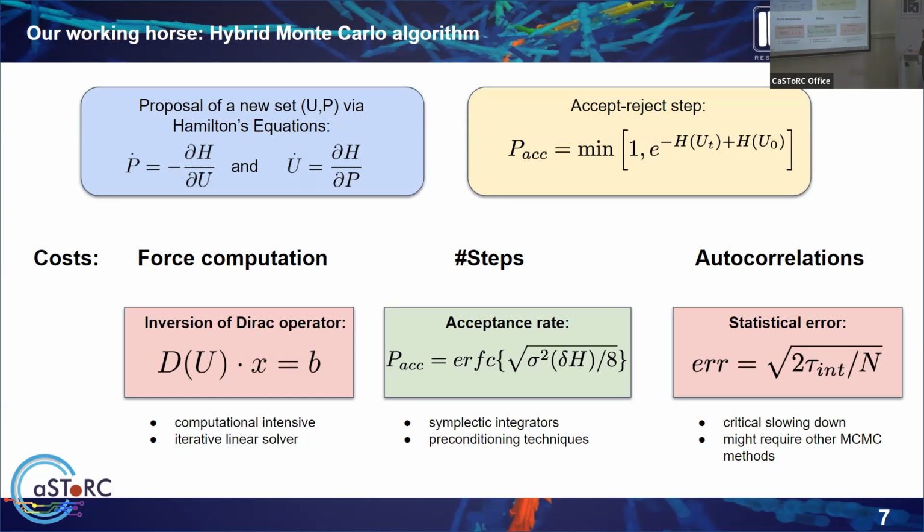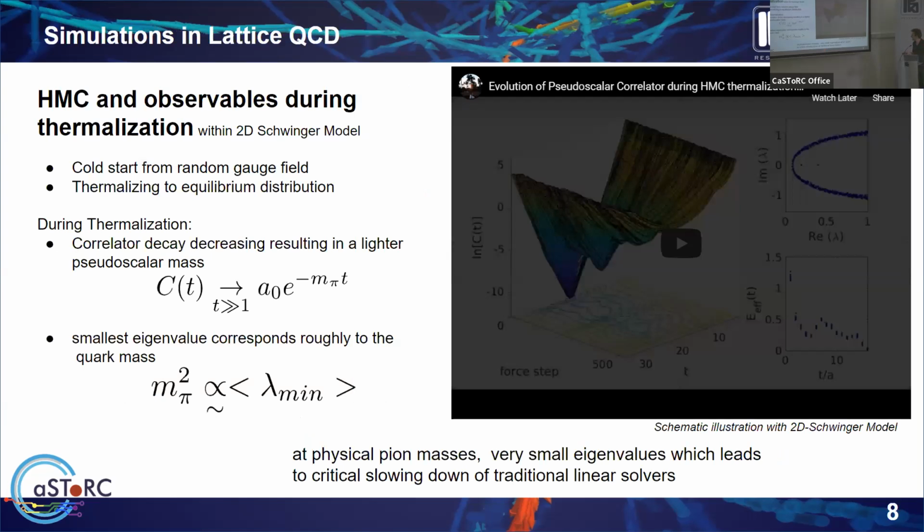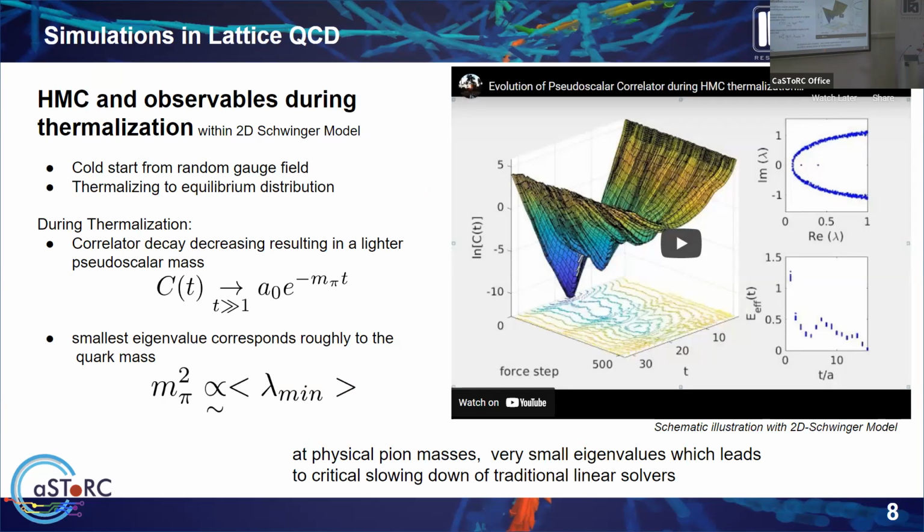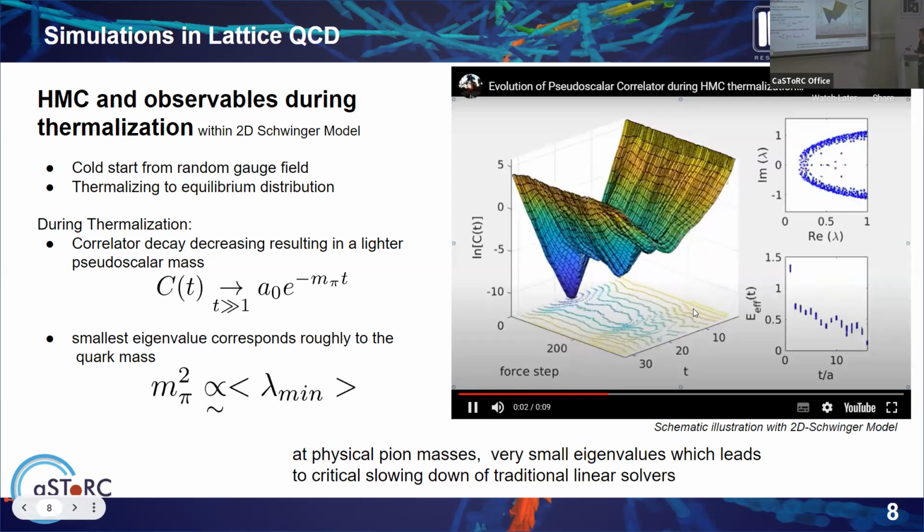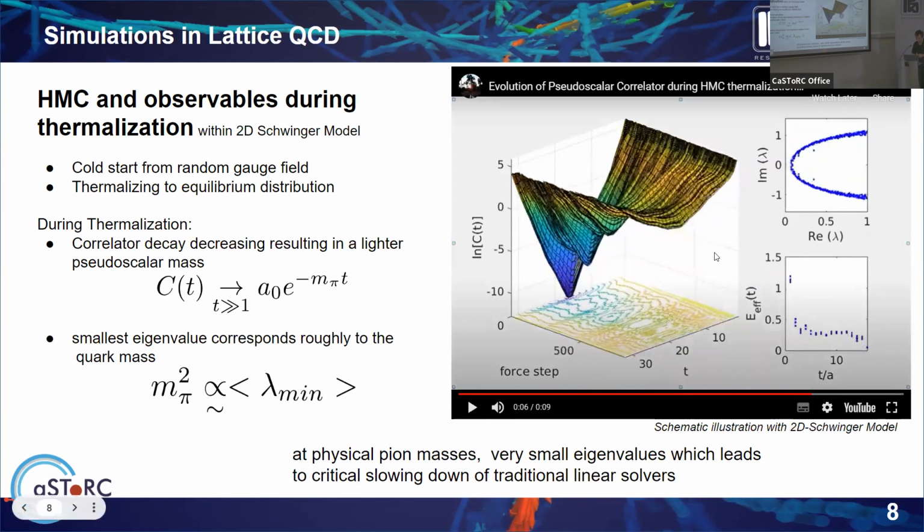First of all, we took a look at the inversion of the Dirac operator. I have here a small video of the thermalization phase of the Schwinger model with HMC. You start from a random field configuration, and then you thermalize. From the slope of this correlator, which I measure here, one can calculate the pion mass. Here is the spectrum of the Dirac operator, and in the thermalization phase the spectrum moves closer and closer to 0, which means that the condition number of the Dirac matrix gets larger, so our linear solver becomes more expensive during this time.